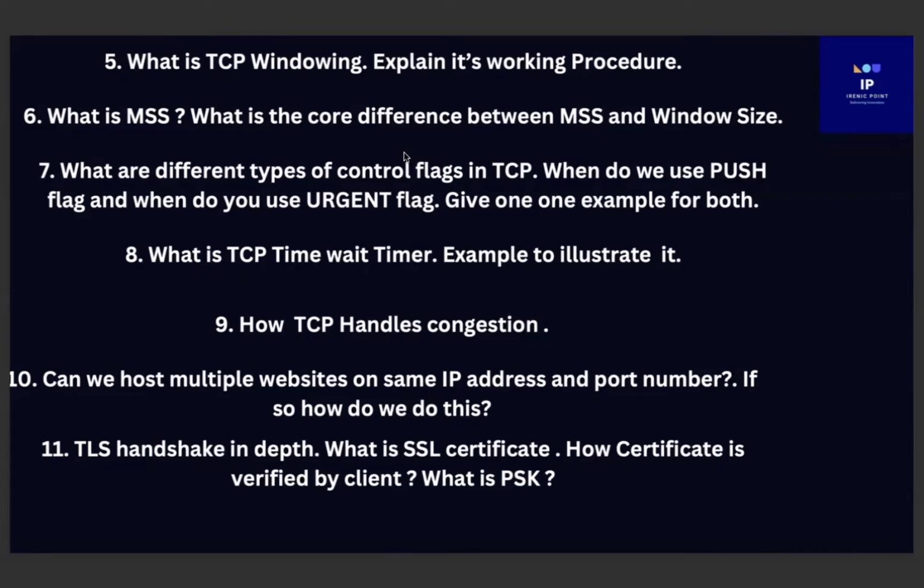The seventh question is what are the different types of control flags in TCP? When do we use the push flag and when do we use the urgent flag? Give one example for both. Make sure that you go through all the flags: ACK, push, reset, CWR, that is congestion window reduced, urgent, push, and also the FIN flag. Keep one example ready for each flag.